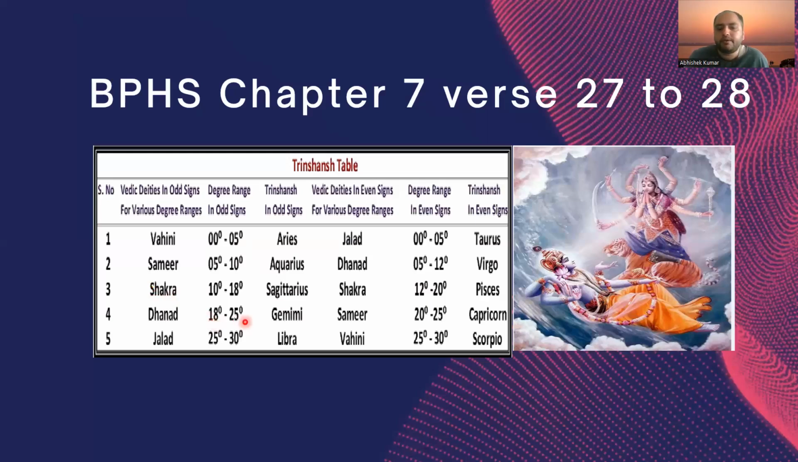And for the 18 degree to 25 degree, the planet will go to Gemini. And the lordship is to Dhanad. Dhanad is the name of Kuber, the brother of Ravan. He is a cashier, a treasurer of the gods. And element by element, this is an earth element, and Kuber also, that's a practical sign, that's business practical. The element is in sync. For the next 25 degree to 30 degree, that is going to Libra, Jalad, Varun Dev, the water.